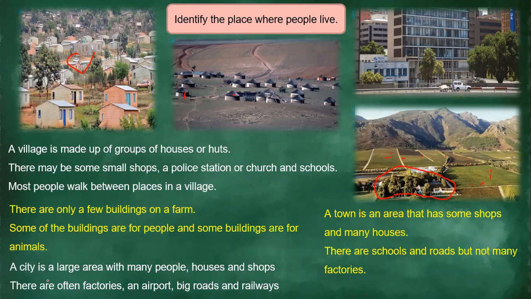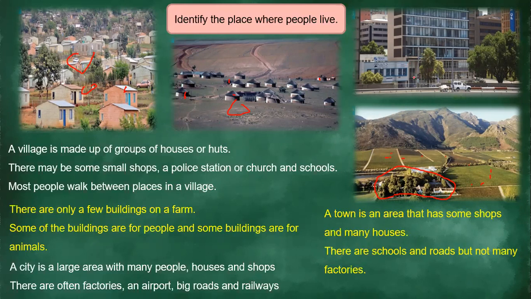We call them flats. And then there are often factories, an airport, big roads, and railway. There are factories where people work. People from villages, people from towns will come to work in the city. Some people from towns and some people from villages will go to the city to find work there, and then will stay there. That's the reason why there are many people, because people from this side come to work in the cities.